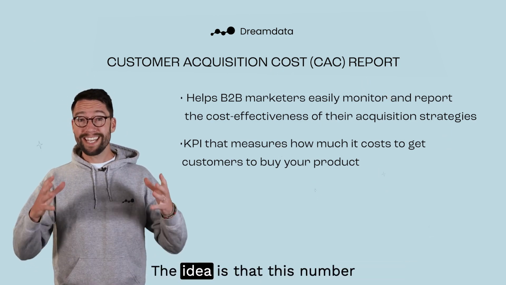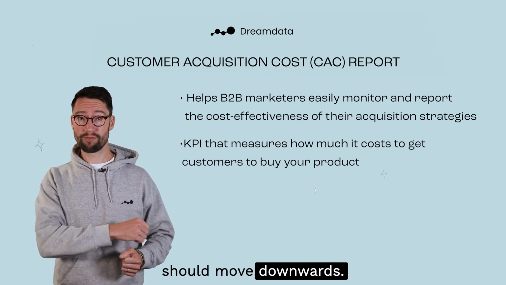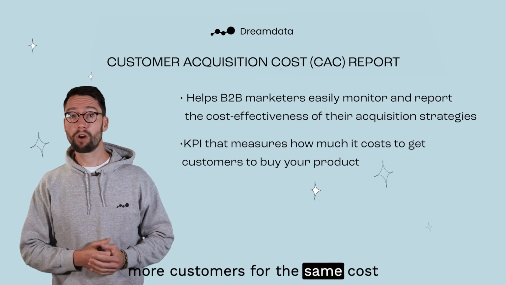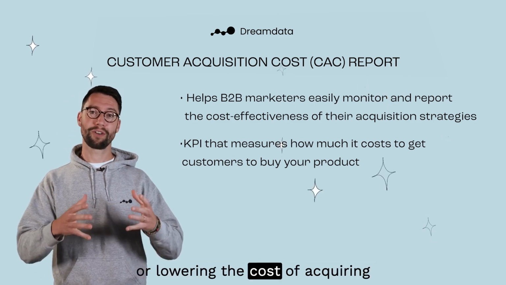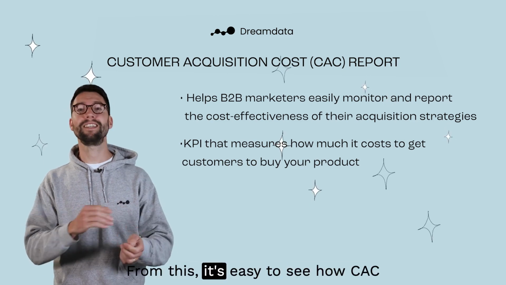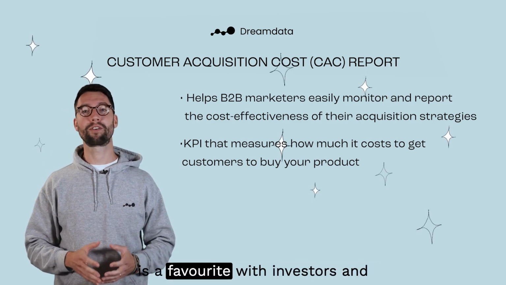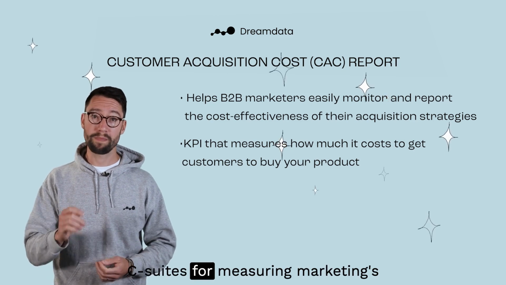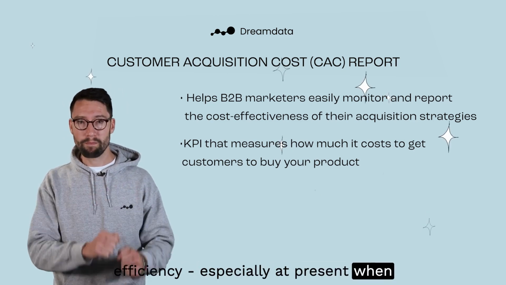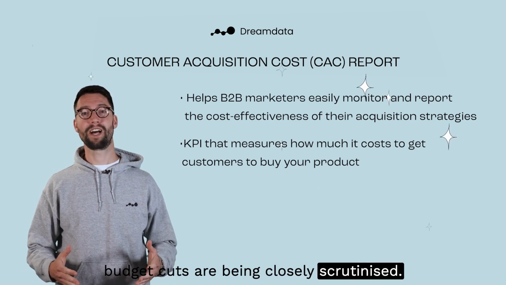The idea is that this number should move downwards, which is achieved by either acquiring more customers for the same cost or lowering the cost of acquiring the same number of customers. From this, it's easy to see how CAC is a favorite with investors and C-suites for measuring marketing's efficiency, especially at present when budget cuts are being closely scrutinized.